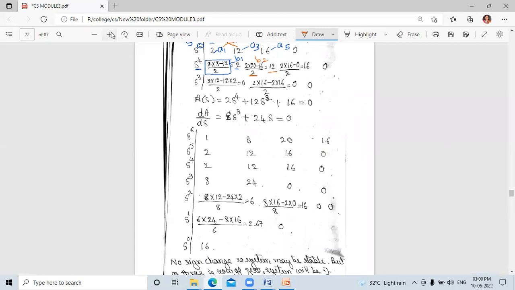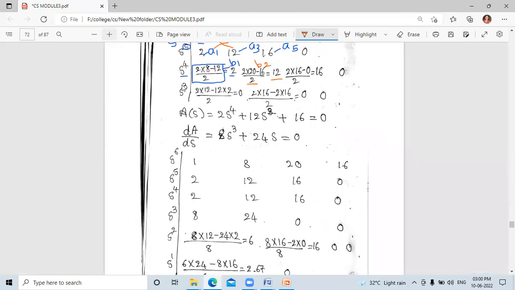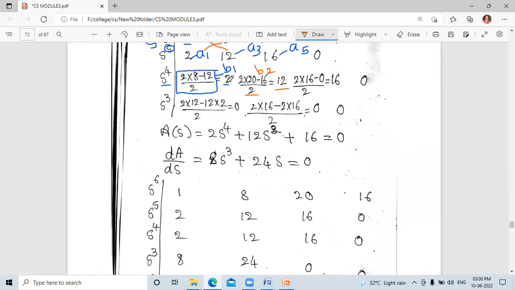Next, s to the power of 3. Here we got the value 2. So 2 into 12 minus 12 into 2 divided by 2. So this is B1, B2, and here is the B3 value.